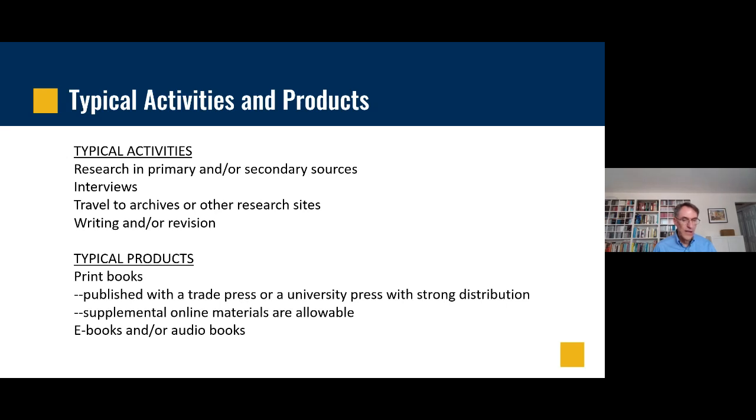manuscript. The typical products are print books, generally published with a trade press or with a university press that has strong marketing and distribution. You are permitted to propose online materials intended to supplement a print book, but the primary product in that case would still have to be a print book. We also see people including ebooks and or audiobooks as part of their publication plan, and those are also entirely welcome.